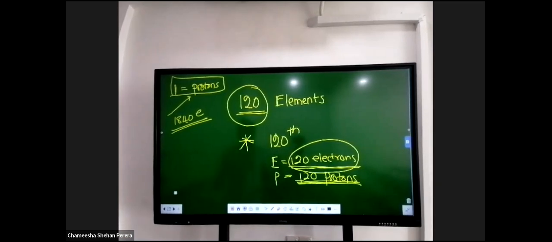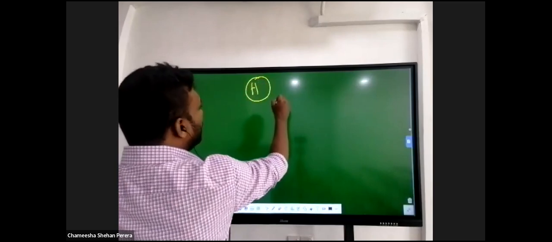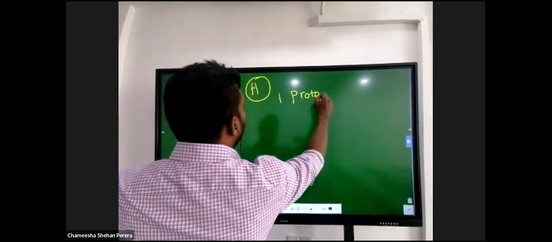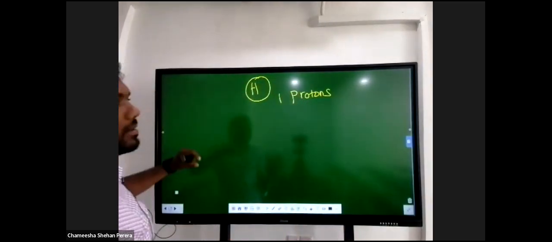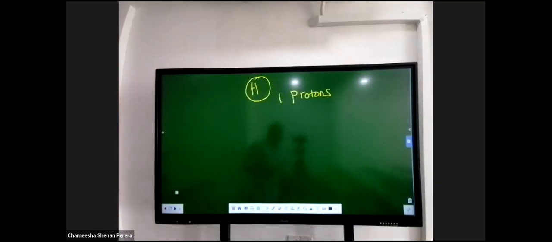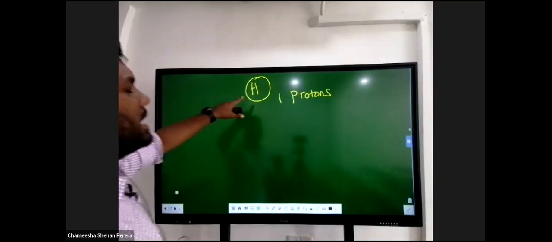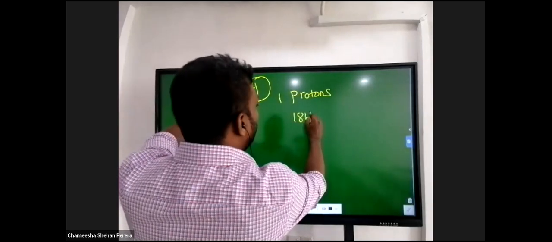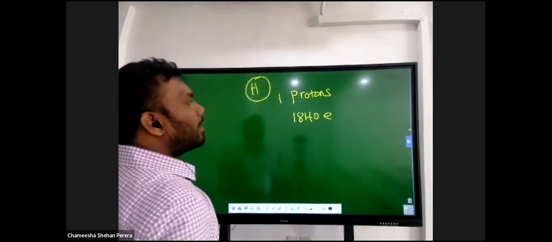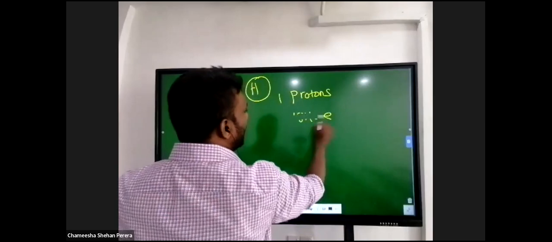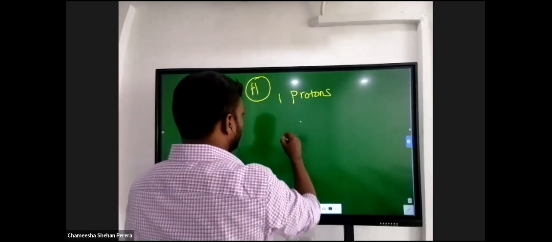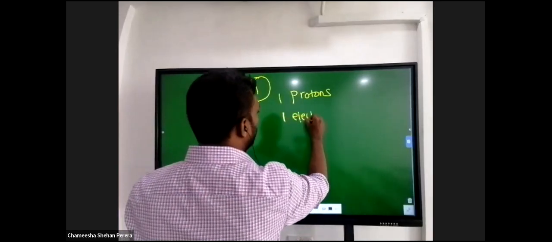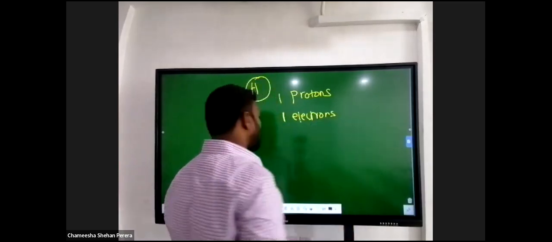So when you talk about the hydrogen atom, it contains only one proton. To obtain a mass equal to this proton's mass, you would need at least 1840 electrons in it. Does it have extra electrons? Hydrogen has only one electron. So keep it in your mind.